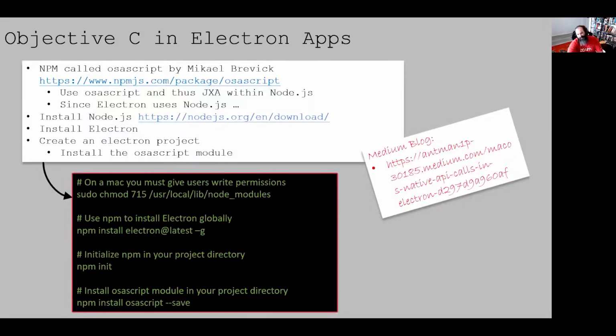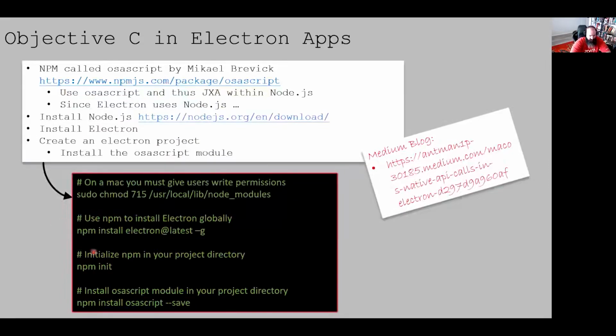To do that, I'm going to go through a few steps here. I'm not going to get too detailed because of time constraints. You first need to install Node.js and then Electron. Before you install Electron, there's something you need to do. There's a weird issue, and you have to give write permissions to the node_modules directory to all users. As you can see in this example, I'm giving permissions to all the users for this node_modules directory. That's going to allow us to install Electron globally.